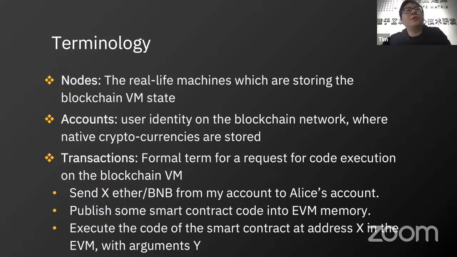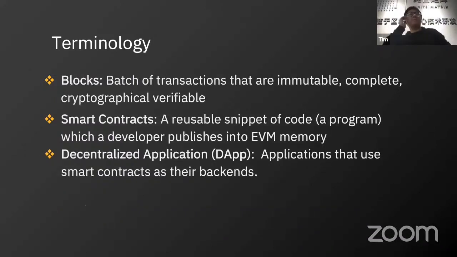Nodes are basically the real life machines and servers which store the blockchain VM states. Accounts are individual user identities on the blockchain network where native cryptocurrencies are stored. And transactions are just the formal term for requests for code execution on the blockchain VM. For example, if you want to run a program, or transfer some cryptocurrency to some other person's account, these are all transactions.